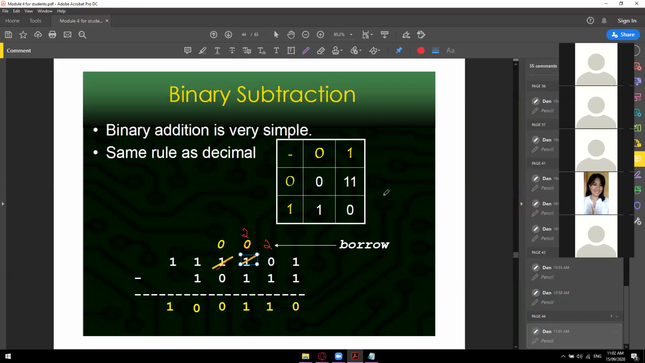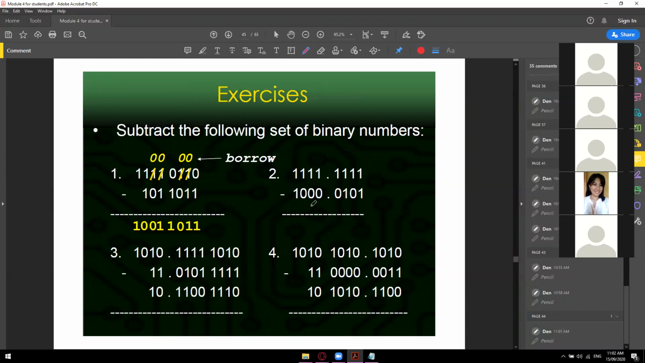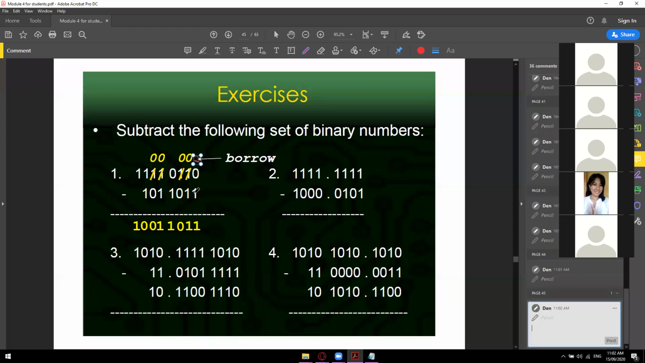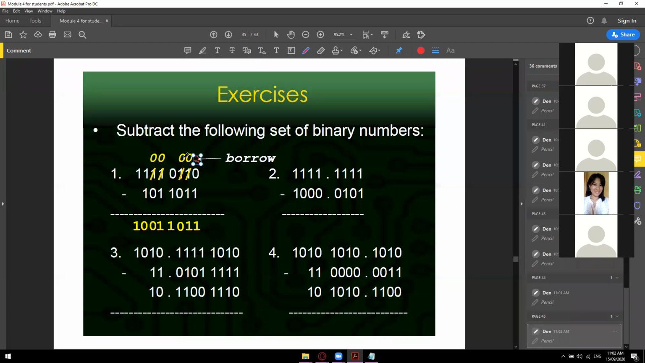So para mas maintindihan natin, or mas maintindihan nyo, let's have another example. So 0 minus 1 cannot be, so we have to borrow. So 1 will become 0, 0 will become 2. So 2 minus 1, 1. 0 minus 1 cannot be, so we have to borrow again. So 1 will become 0, 0 will become 2. So 2 minus 1, 1. 0 minus 0, still 0.